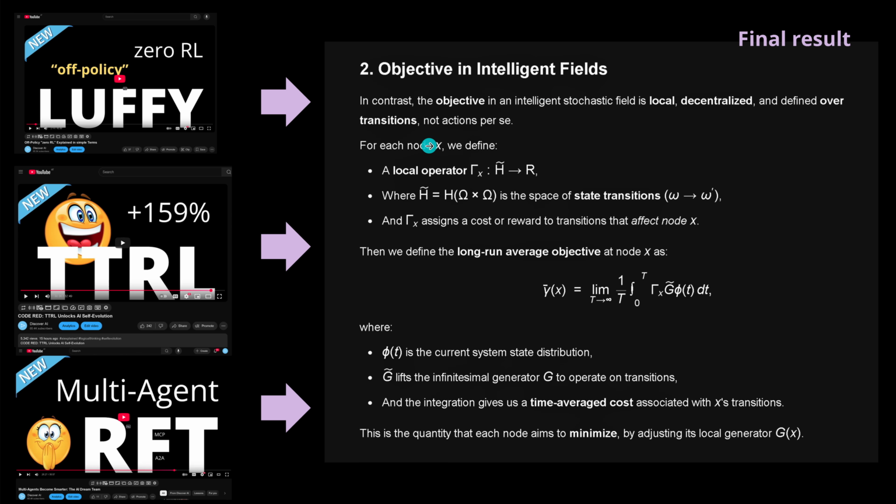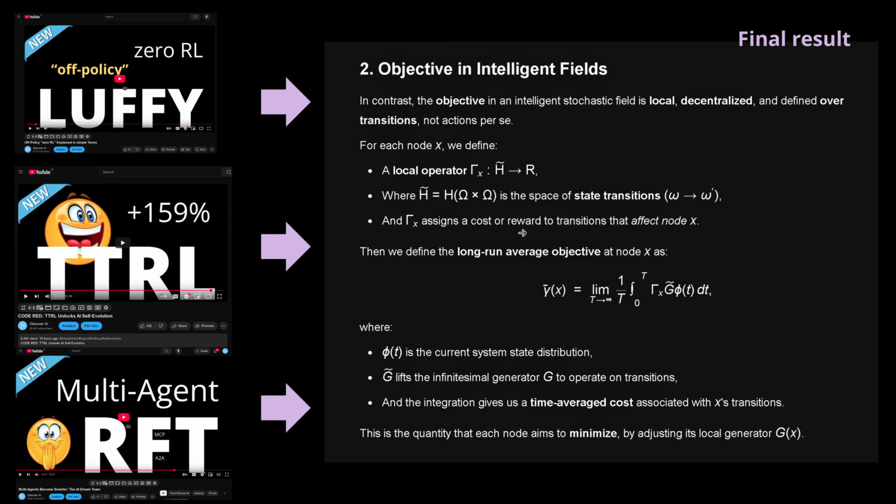In our field, we will have nodes. We will integrate graph theory much more intelligently. For each node, we will define a local operator, a gamma operator, from a very particular Hilbert space to R, and with Hölder we will have the space of the state transitions. So we move to a higher complexity level where the theory describes not just states and actions, but transition theory. If you know complexity theory and a little bit of quantum mechanics, you know exactly where we're heading. And our gamma now assigns a reward.